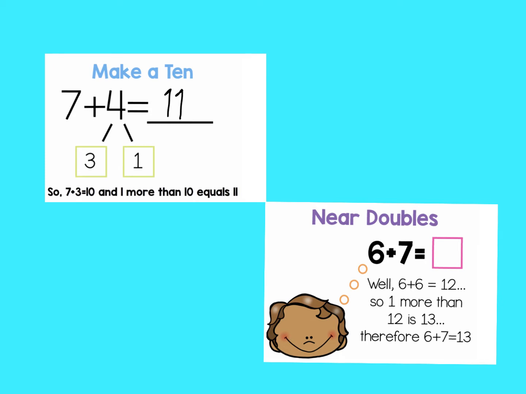And then we also have the near double strategy. And that's when a student remembers, okay, well, I don't know what 6 plus 7 is off the top of my head, but I remember 6 plus 6 equals 12. So if 1 more than 12 is 13, therefore 6 plus 7 is 13. And so we can practice some of these problems with the students.